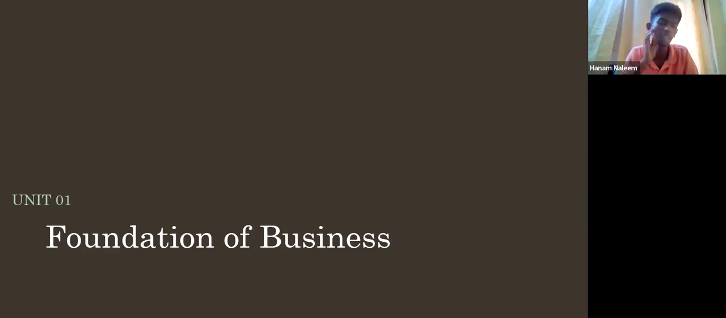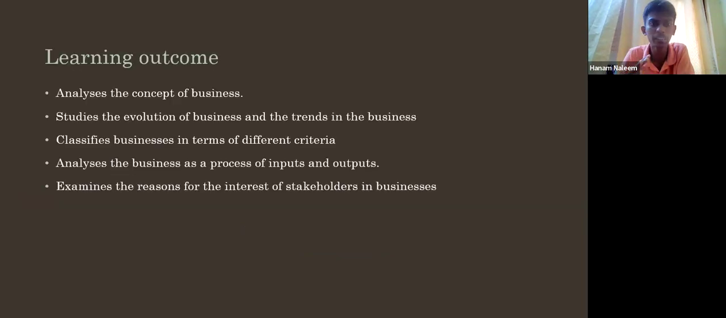So when you see the contents, what are the topics we'll be covering? First, we'll be studying the concept of business: what is a business? Then the second one is the evolution of business: how did business evolve from start to end, how a business is functioning. The third one is classifying businesses: how we can classify them, the different types of business, the categories of business.